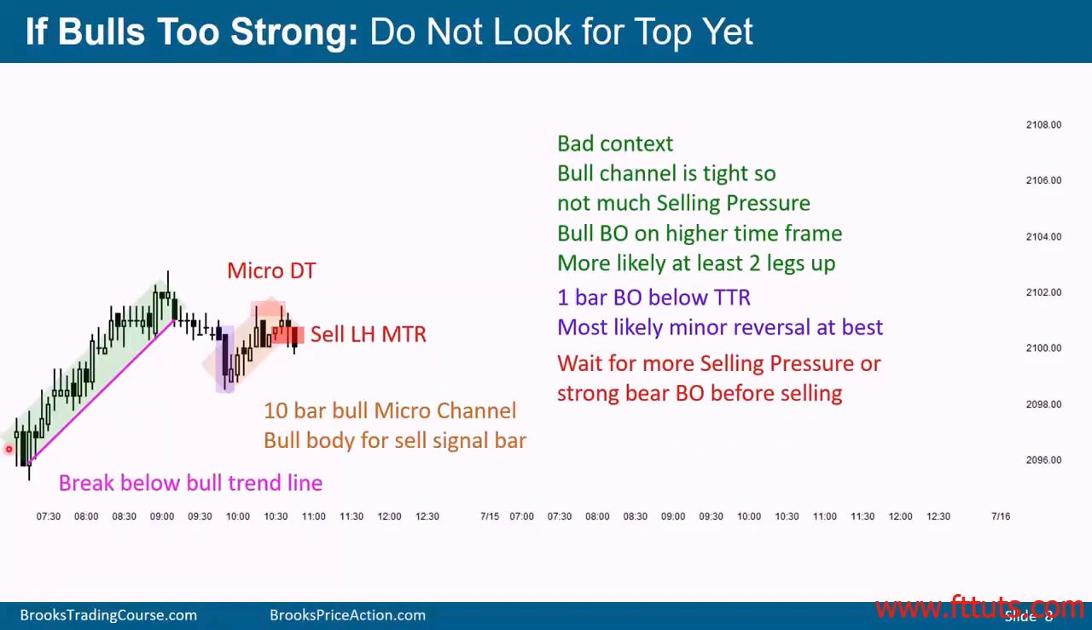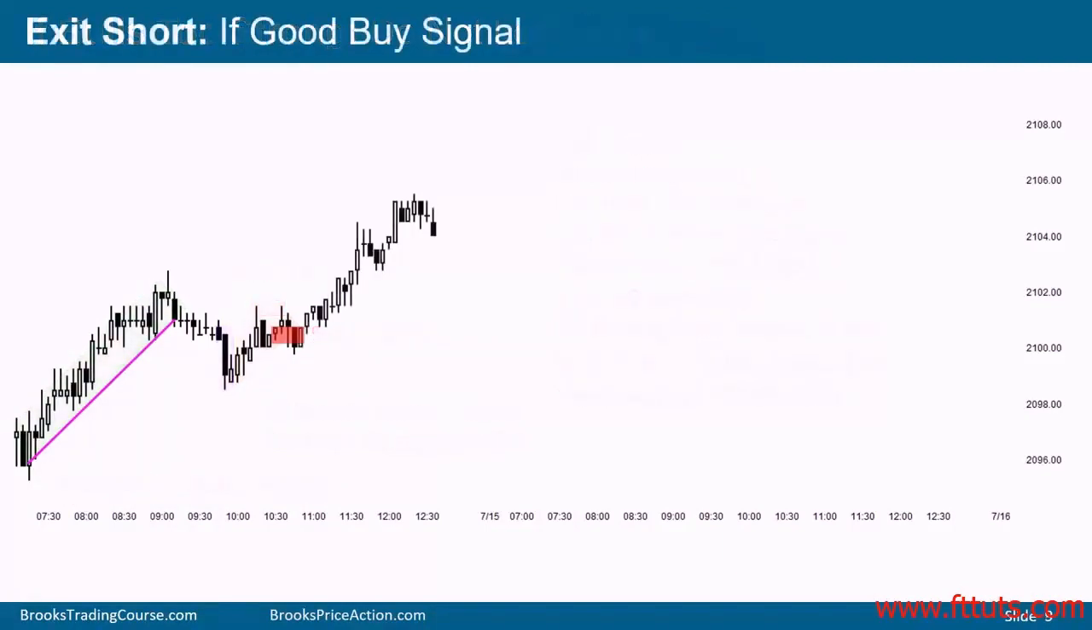If you want higher probability, better to wait for more selling pressure or for a strong bear breakout and then sell after you see a very big bear breakout. And you can see what happened. Instead of a reversal down, we have a small double bottom bull flag and trend resumption up.